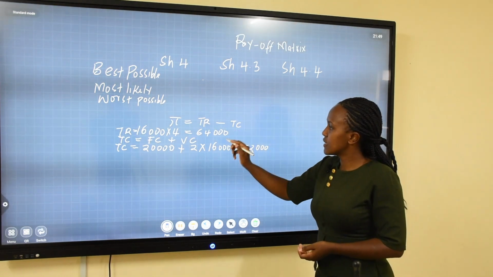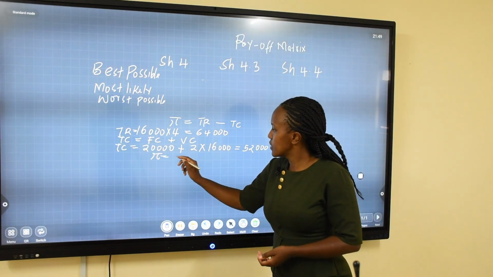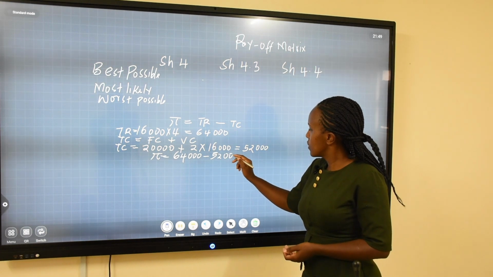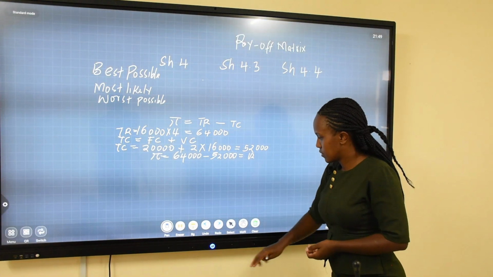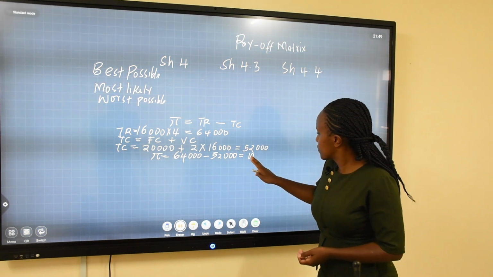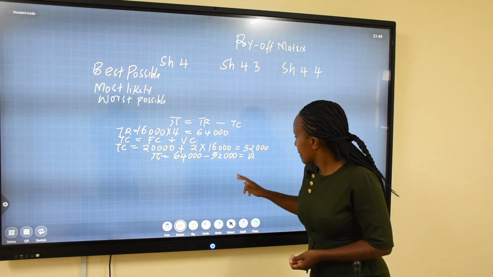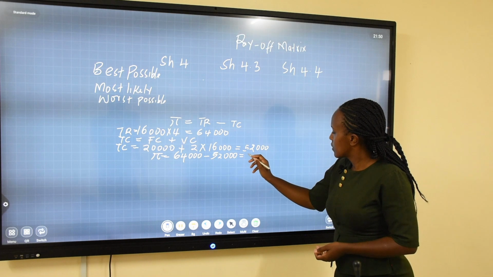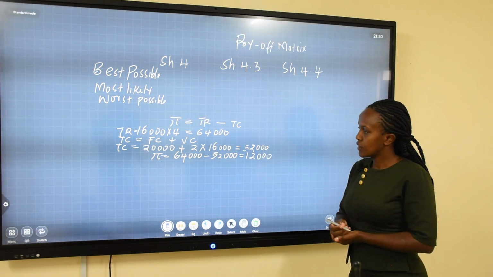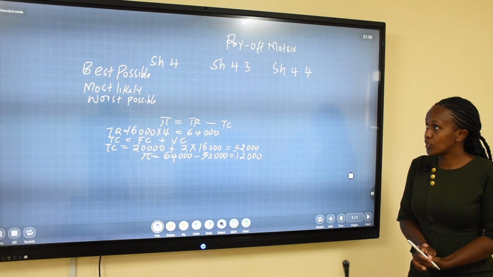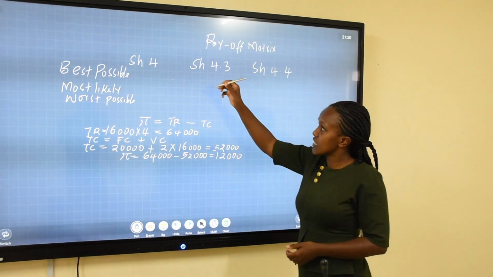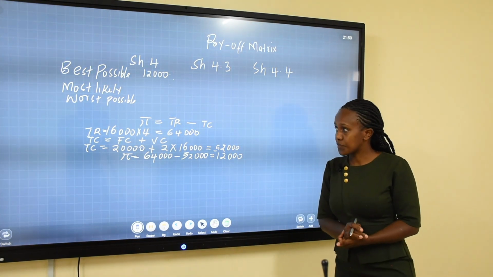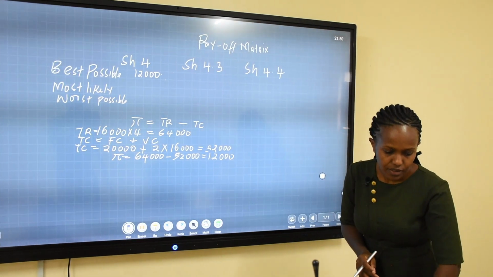So from this working, we can get that the profit is going to be 64,000 total revenue minus total cost of 52,000, giving us 12,000. So that is our profit at that point of shillings 4. We are going to fill that here as 12,000. Maybe I can do one more for just explaining the same.